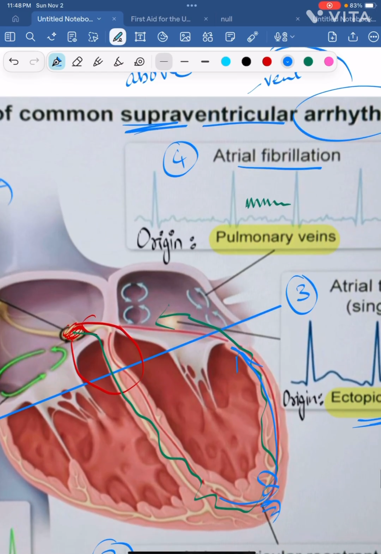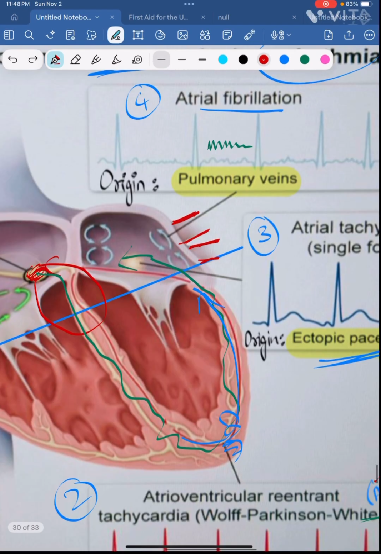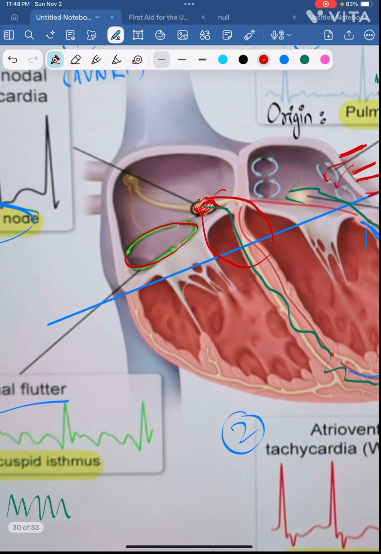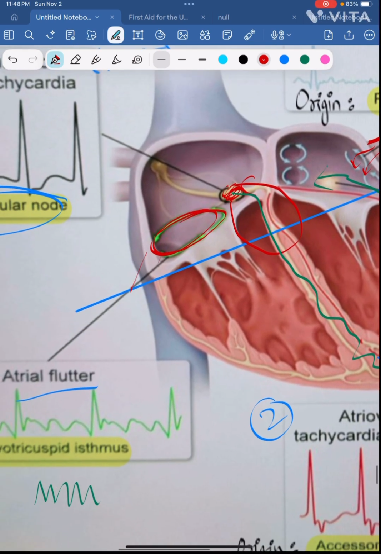So for atrial fibrillation, the origin is the pulmonary vein. We have the pulmonary veins over here, and these pulmonary veins are passing on an abnormal electric current which is causing the fibrillary waves. And here is the cavo-tricuspid isthmus. This is near the opening of the inferior vena cava. So this is the cavo-tricuspid isthmus. This is causing atrial flutter.